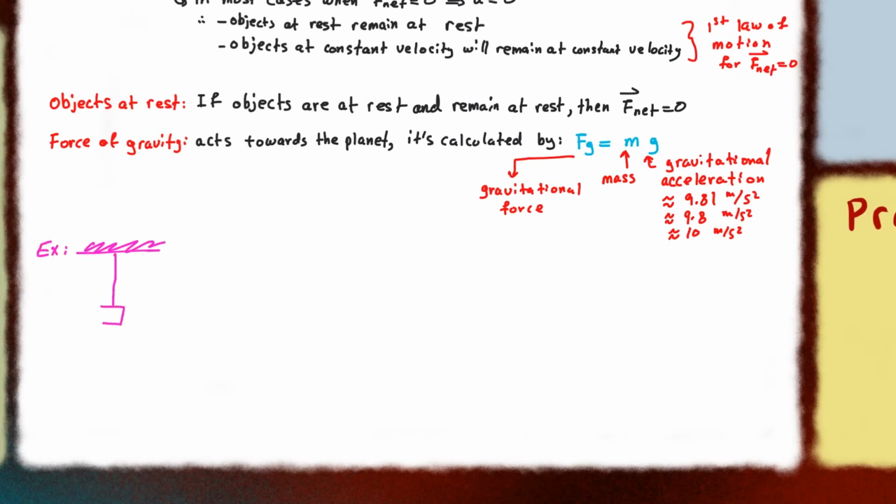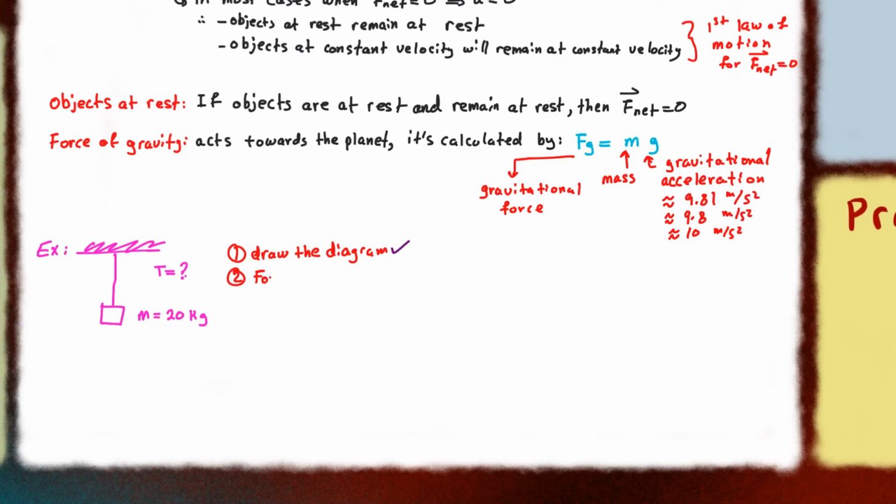We've got a mass that's hanging from the ceiling by a string. It has a mass of 20 kilograms, and we want to figure out the tension on the string. Now, for most questions involving forces, we usually have to follow these steps. The first step is to draw the diagram. In this case, we do have the diagram.